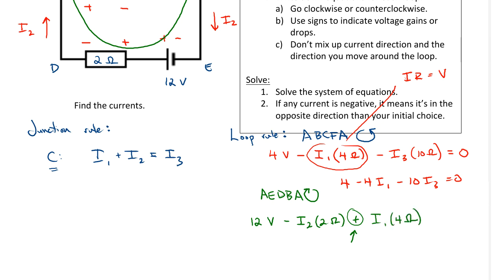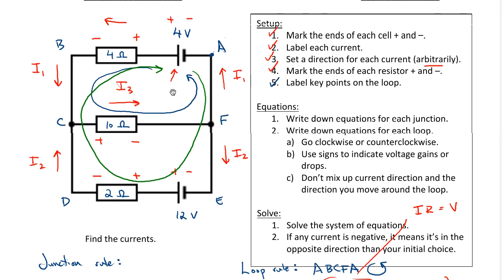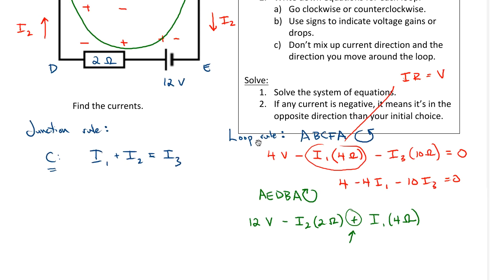And by the same reasoning, now we're going backwards through this cell. When we looked at it in the previous loop, we were going from the right to the left. That was a potential gain. Now we're going from the left to the right. That's going to be a potential drop. So we're running through the cell backwards, and now that's negative 4 volts. Now we've completed the loop, gotten back to the start, so the loop rule tells us that that sums to 0. If we collect our like terms, we get 8 minus 2I2 plus 4I1 is equal to 0.